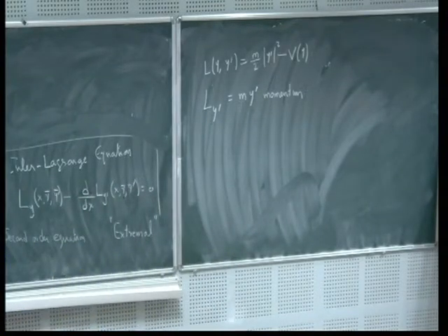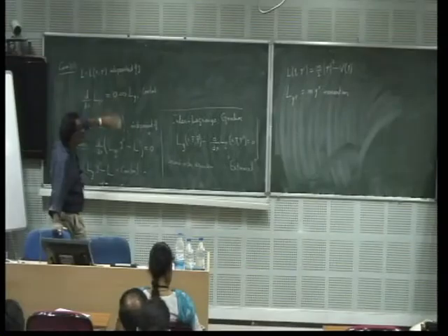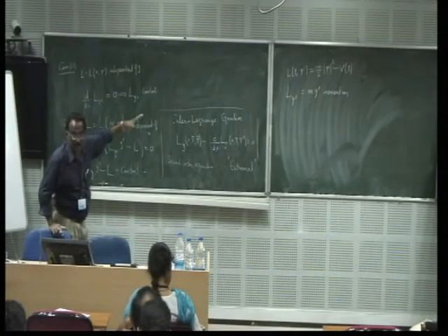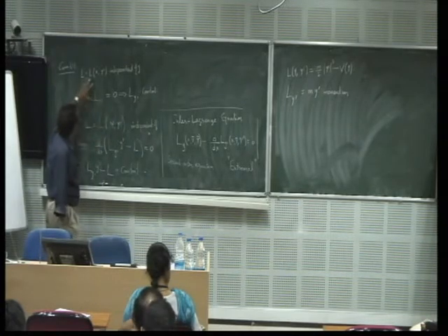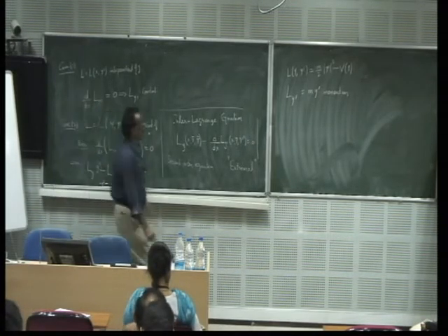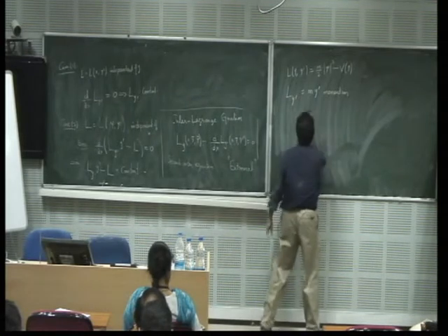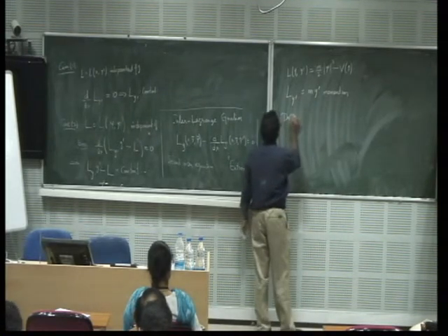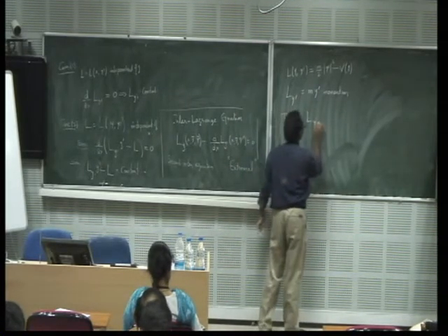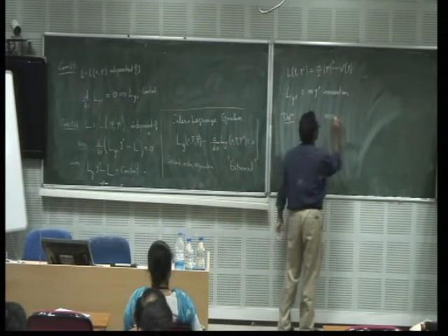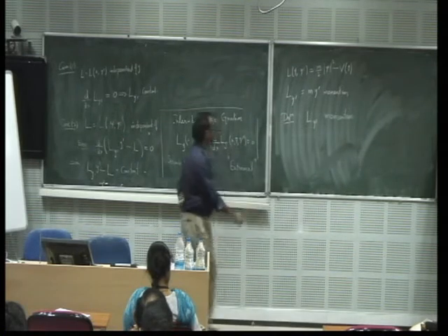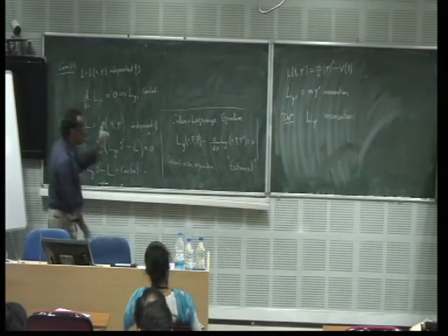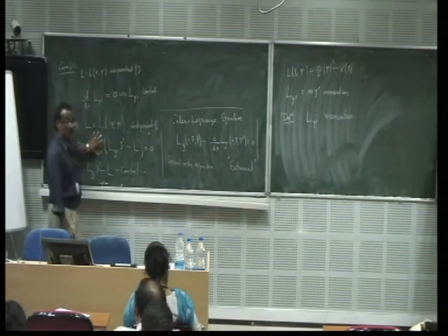So in general, of course, this is not true here. The momentum is not constant in the mechanical system, because it's not independent of y. So this part is not true, but we call L_y' the momentum. So that's the definition. For any Lagrangian, you call L_y' momentum. But L is independent of x, so this is not true for that.